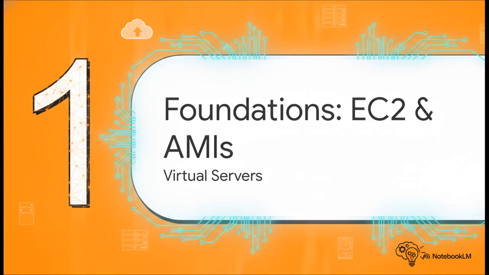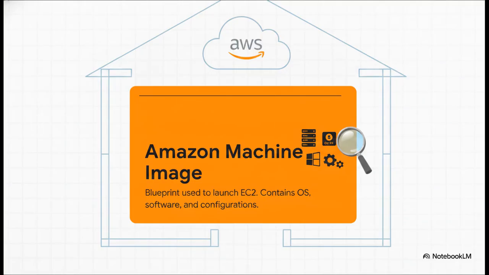Section 1. Foundations, EC2 and AMIs. So, Amazon EC2, or Elastic Compute Cloud, is essentially your virtual server up in the cloud. It gives you full root or administrator access, meaning you are the absolute boss of this virtual machine. But how do you actually go about creating one?